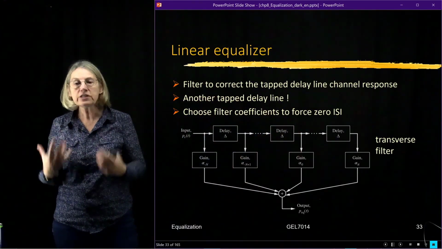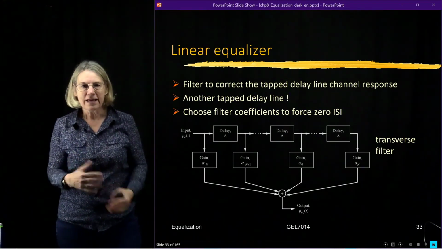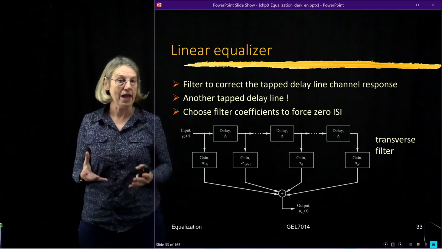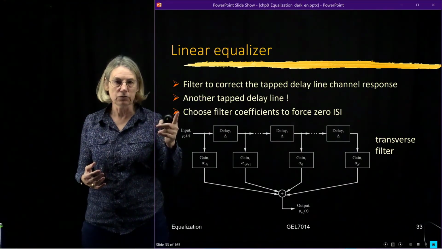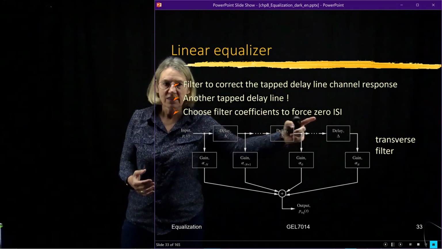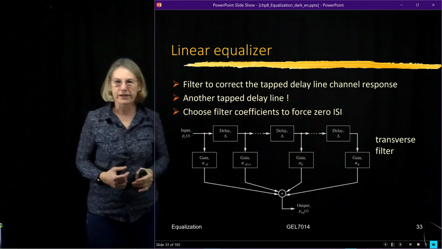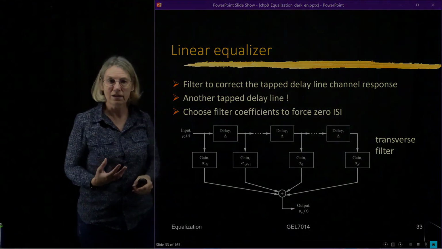What we're going to do is introduce a strategy that lets us choose these coefficients in order to achieve a certain behavior. The behavior we want is to force the component from intersymbol interference to be 0. And that's why we call this a zero forcing equalizer.